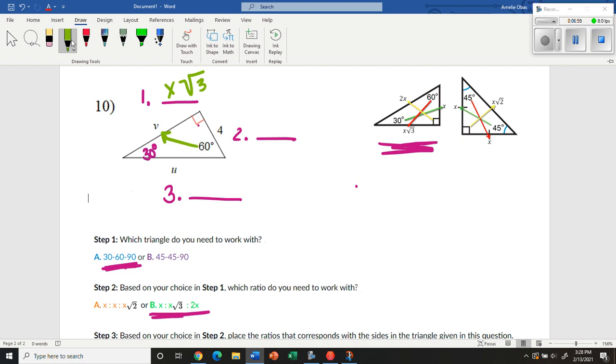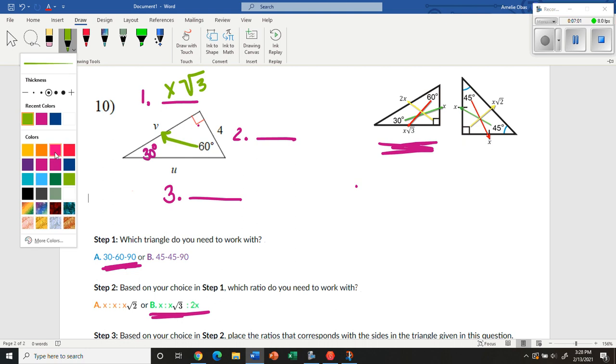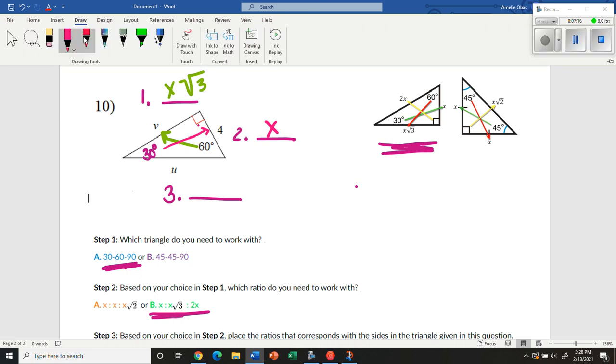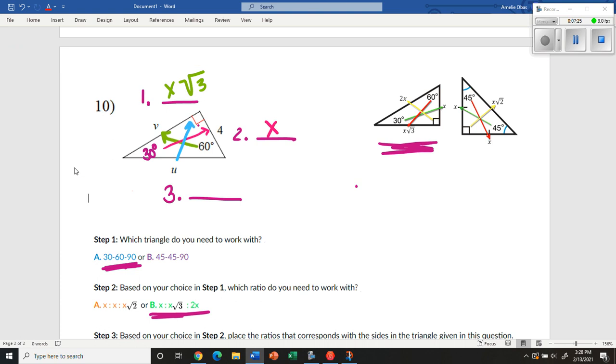Now, I'll use this color, pink. So now for number 2, it says 4. 4 is opposite of 30 degrees. So I'm going to look at the 30 degree and notice that the ratio is x. So this would be x. And then for number 3, the side is U, and U is opposite 90 degrees. So I'm going to draw that arrow, and I'm going to look back to that reference picture. I see that what's opposite the 90 degree marker is 2x. So then this side is 2x.